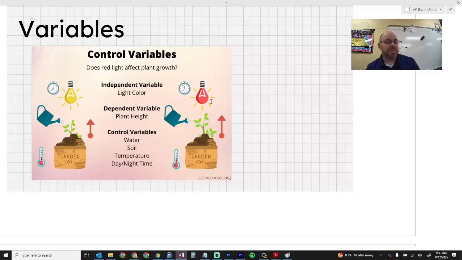Dependent variable depends on the independent variable. Okay, it's kind of a weak definition, right? Independent variable, this is the thing that is being manipulated in the experiment, right? Does it stand alone? Sure. You can't have more than one independent variable, but that is a weak definition. It doesn't really tell you what it's doing.